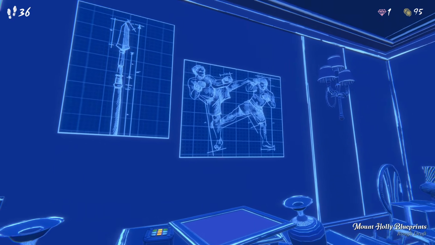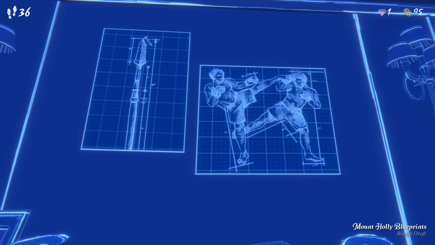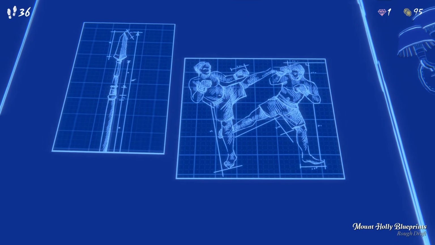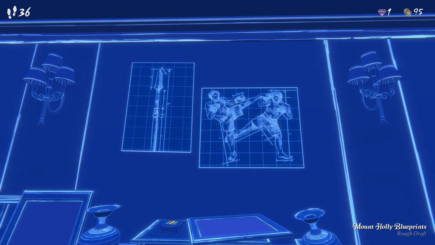Well, I guess I could use my steps here. So we have... Oh, it's like it's fighting. Oh, it's... Haha, I got it. It's spar and spear. So spar and spear in corridor, which means that this is an E.